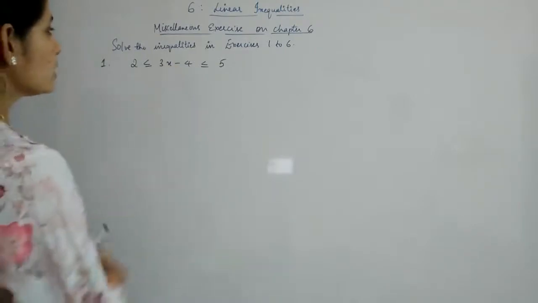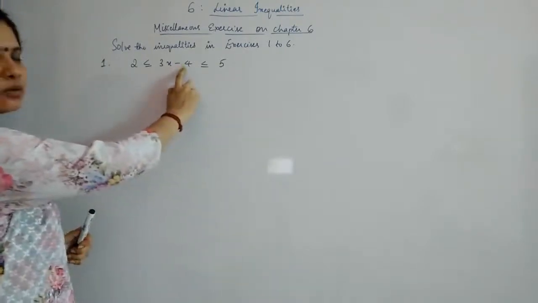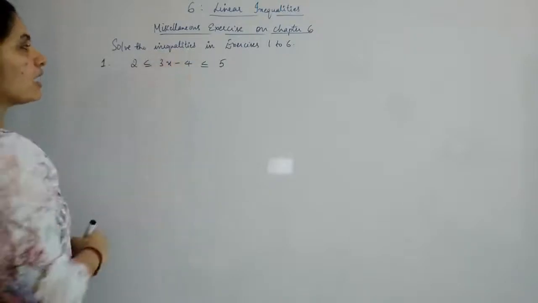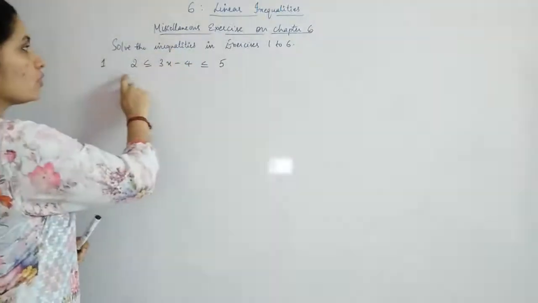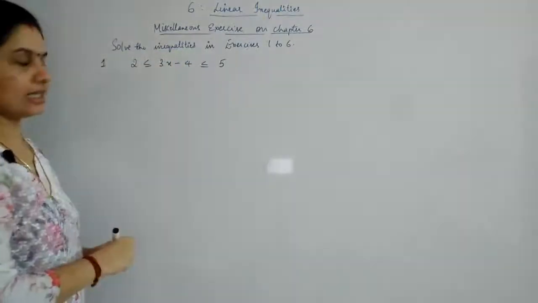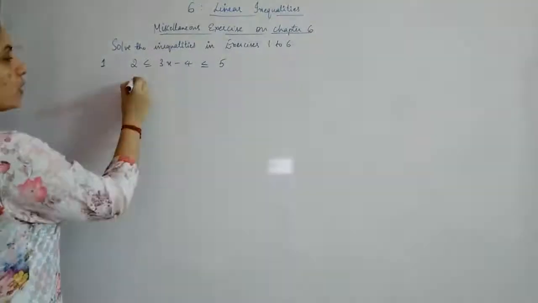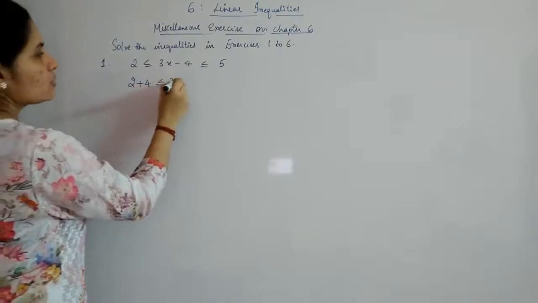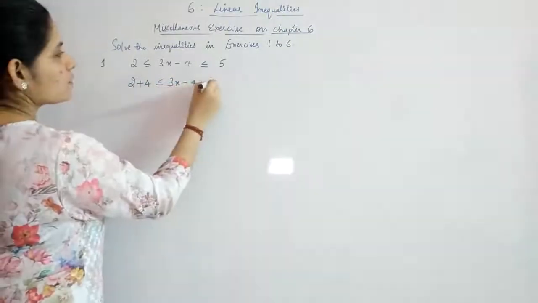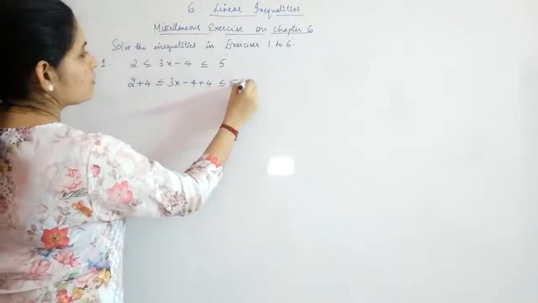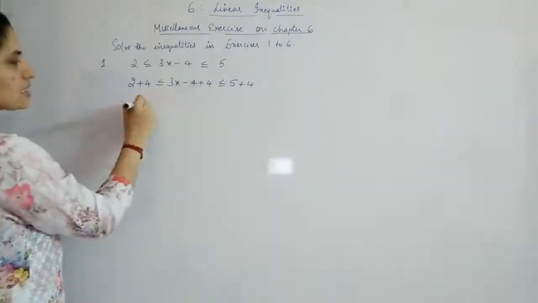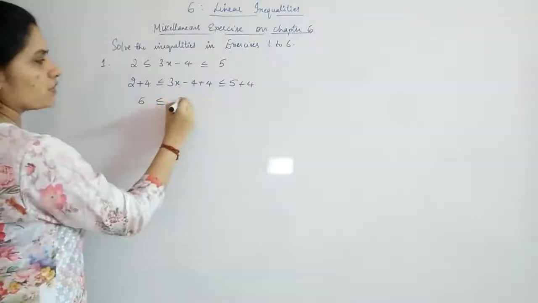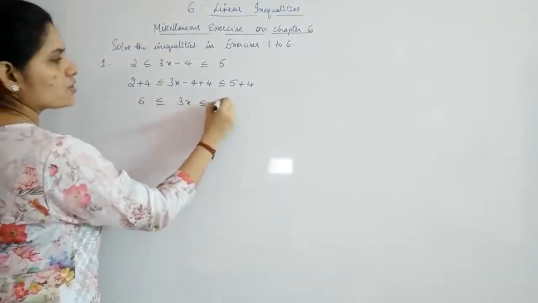Okay, so in order to delete this minus 4 from this, what we have to do is we are adding 4 throughout the inequality. Adding 4 throughout the inequality means this will become 2 plus 4 less than equal to 3x minus 4 plus 4 less than equal to 5 plus 4. So here you are getting 6 less than equal to, this will become 3x less than or equal to 9.